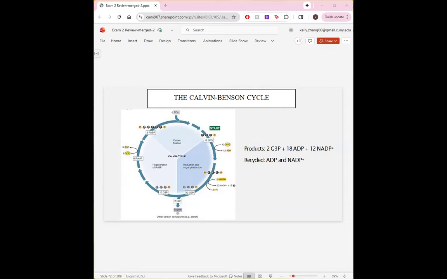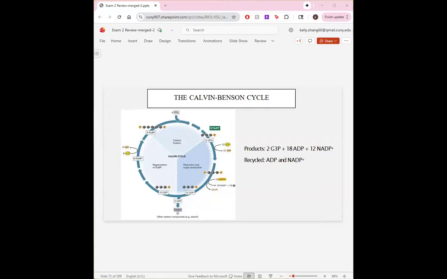So for carbon fixation, the initial reaction fixes just one CO2 into a 5-carbon compound, which is ribulose 1,5-bisphosphate. This reaction is catalyzed by rubisco, the most abundant protein on Earth, and this creates an unstable 6-carbon intermediate that quickly breaks down to form two 3-carbon 3-PGs.